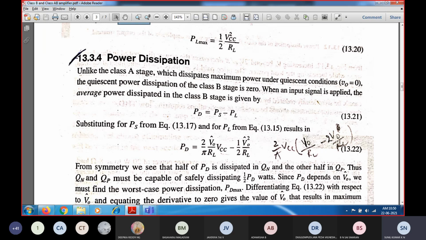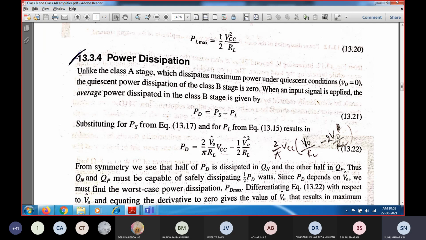But in this class B amplifier, that is a quiescent operating condition only. So that is what he has mentioned here. Class A amplifier stages dissipate the maximum power under quiescent condition, that is V0 equal to 0, or when Vi is not applying any power. At that time it has maximum power dissipation. But in this case, we will not have that type of quiescent power dissipation. Why? Because whenever the input is equal to 0, the output is also 0, and no static power dissipation takes place in this class B amplifier.